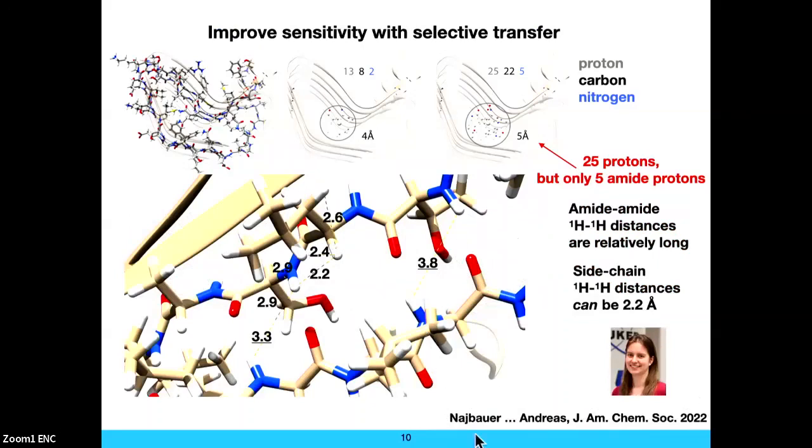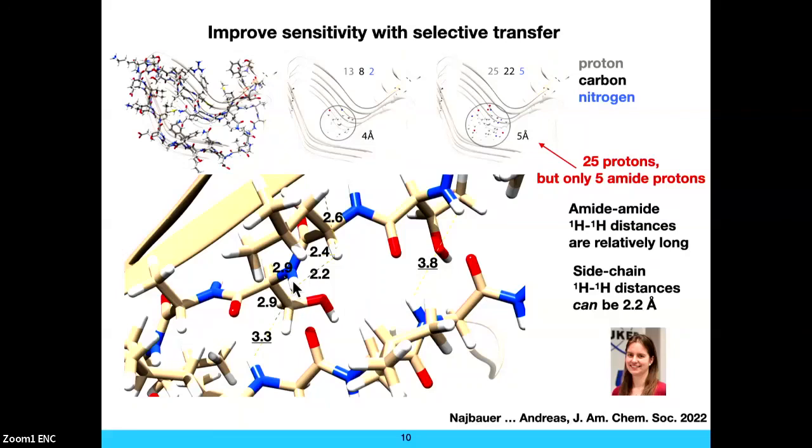So this shows one of the structures, a close-up from the VDAC structure, which was the work of Esther. And you can see that the structurally interesting contacts are above 3 angstroms. Meanwhile, in the side chain, there are many proton-proton distances which are below 3 angstroms, and all the way down to basically the van der Waals contact around 2.2 or so angstroms.